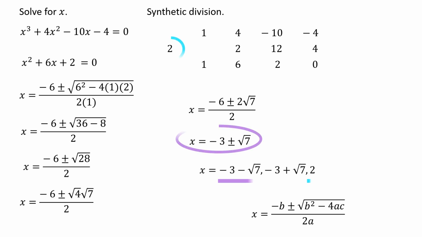So I'm going to get 3 answers. 2 of them came from the quadratic formula, right? I've got an answer of negative 3 minus root 7. And then I've got an answer of negative 3 plus root 7. And then I have my answer of 2, which came from the synthetic division. And those answers are in order from least to greatest.